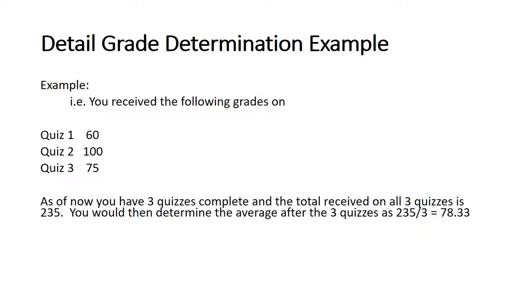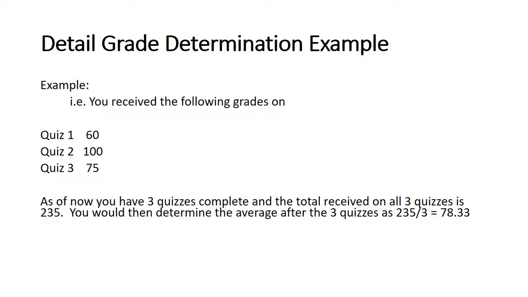So here's an example. Remember, I have different categories. So one category is a quiz. Let's say you took your first 3 quizzes and you want to know what your grade's at right now. Okay, so you took quiz 1, 2, and 3, and there's your grades. 60, 100, and a 75. You've completed 3 quizzes so far. Determine the average of those 3 quizzes. So add those up, 235 divided by the number of quizzes, 3, you have a 78.33.